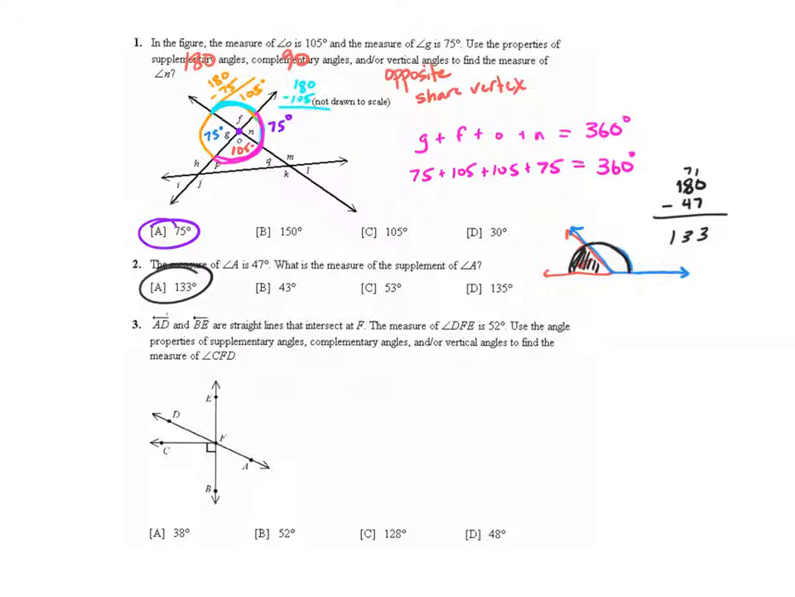Question 3 says line AD, I'm going to fix the symbols here to make sure that they really are lines, and line BE are straight lines that intersect at point F. The measure of angle DFE, that is this angle right here, is 52 degrees. Use the angle properties of supplementary angles, complementary angles, and/or vertical angles to find the measure of angle CFD, this small angle right here.